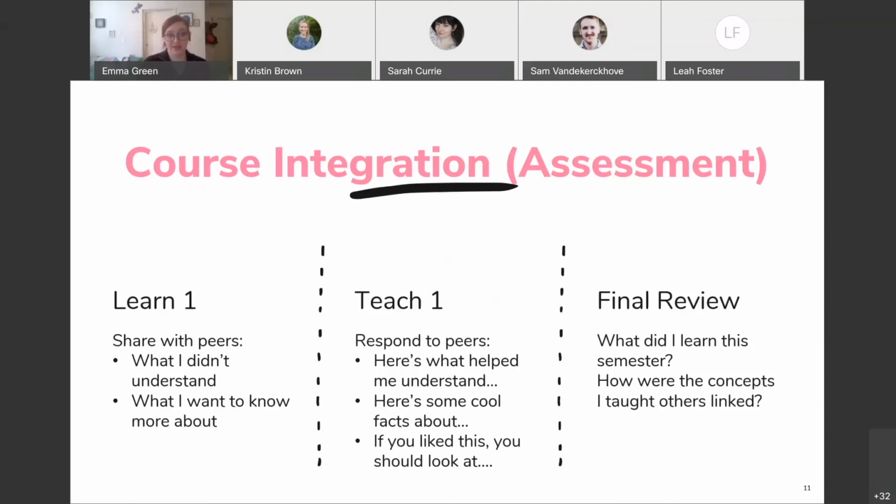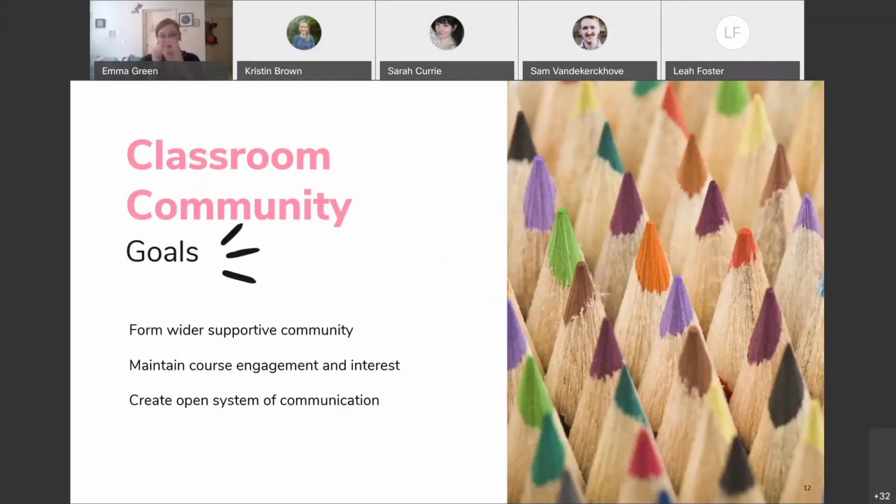So finally, this is a big one. So we've gone from my little instructor role to talking to peers, and now this is the whole community. This is where the instructors talk, the TAs talk, and the students all talk to each other. And so what we talk about is the goals for this is to form a wider supportive community, maintain course engagement and interest, and create an open system of communication. And so I do this through three ways that do overlap quite a bit with Sarah's, which is why it was really great to see them.